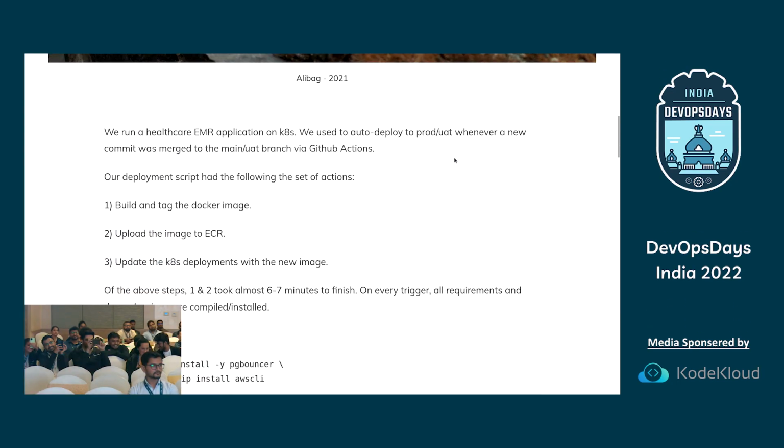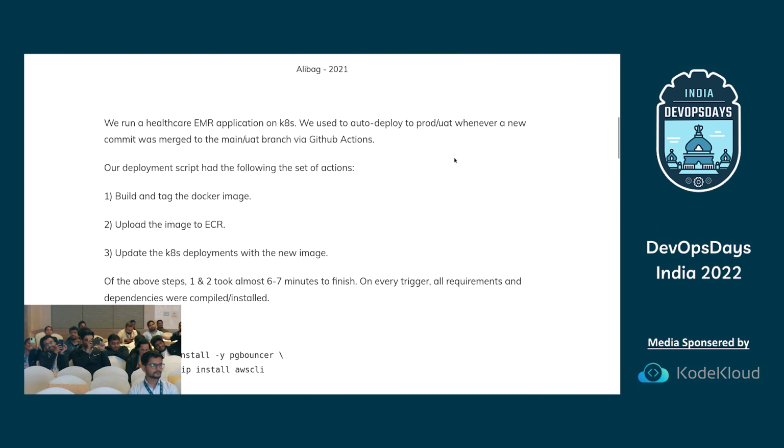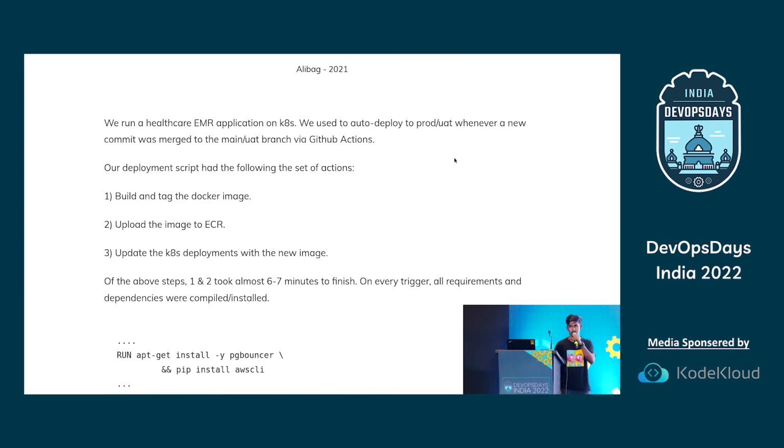Yeah. So our deployment script was very simple. We merge to master main, build a Docker image, upload the image to ECR, and then update the K8s deployment with a new image. For steps 1 and 2, we always used to rebuild the whole requirements, rebuild the whole Docker image, and it was not an optimal use of resources.